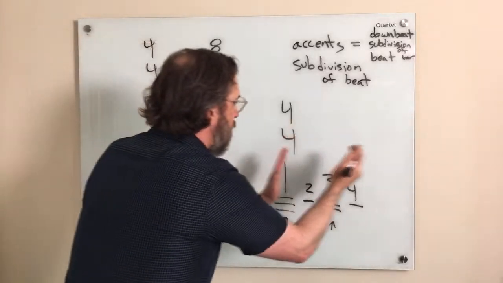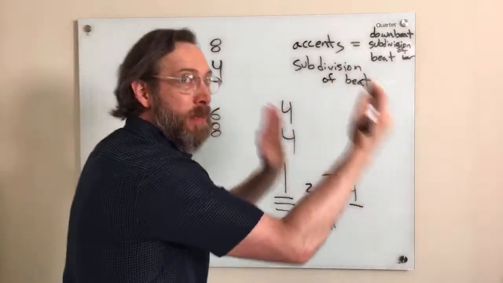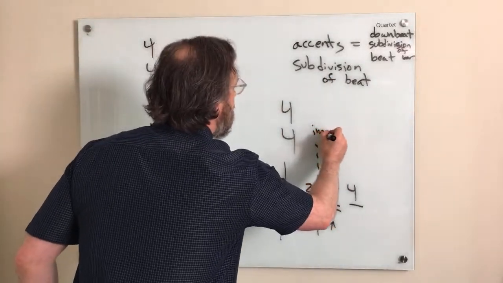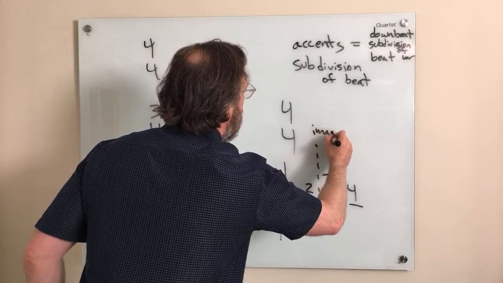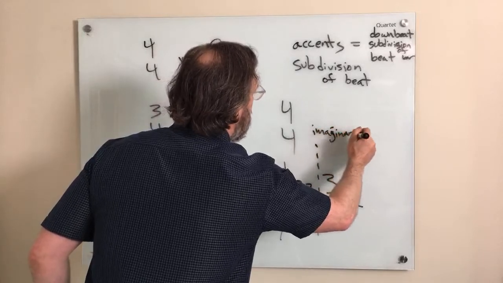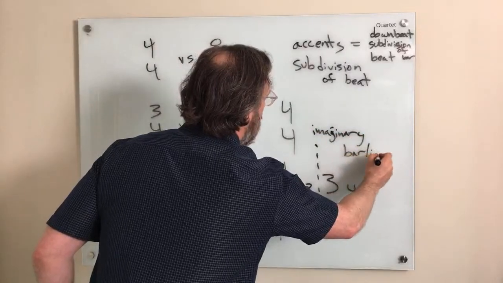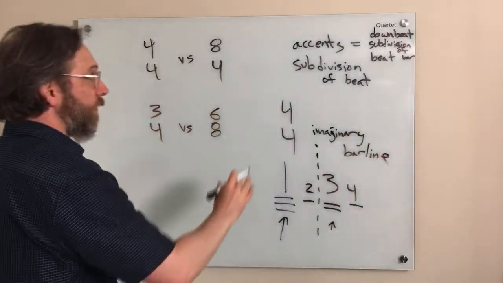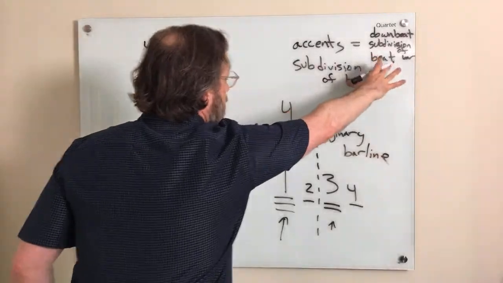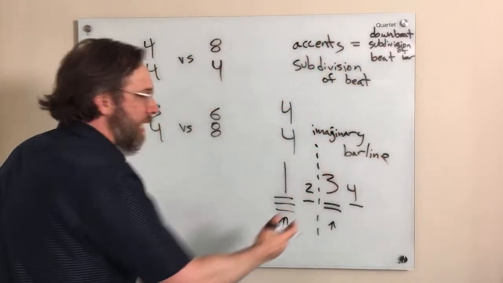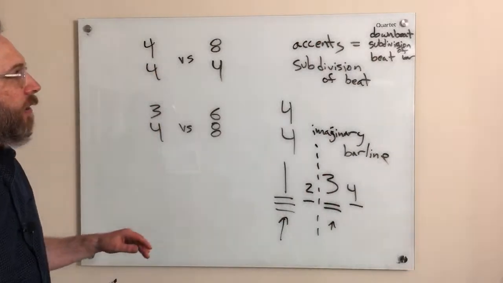So we get accents indicating the downbeat, the subdivision, which is into 2, meaning that we're subdividing the bar into 2 equal parts, beats 1 and 2, beats 3 and 4, which is why people talk about this thing called the imaginary bar line that happens between beats 2 and 3. So we have our downbeat, our subdivision of the bar, and then our actual beat. So that's how we figure that out.